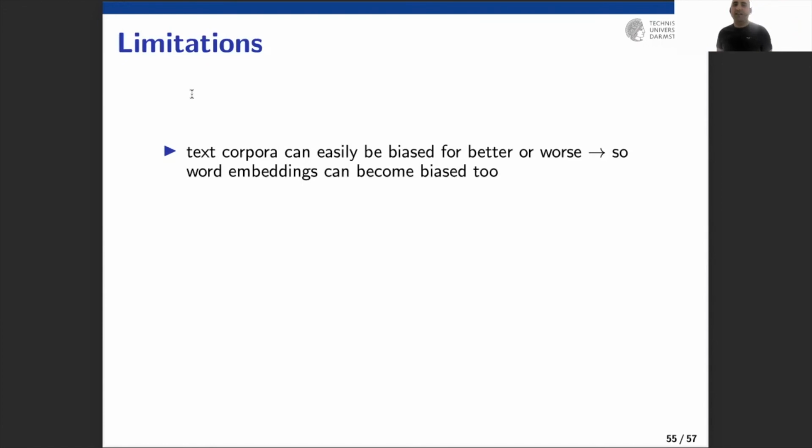Okay. The other limitation is that text corpora can easily be biased, for better or worse. I don't want to discuss whether this bias is good or bad, or whether it is reality or not, but it is something that exists. The data that we have is already biased. The point is that we as humans can be biased, and we reflect this bias in the text, and as a result our model gets biased toward these correct or incorrect facts.